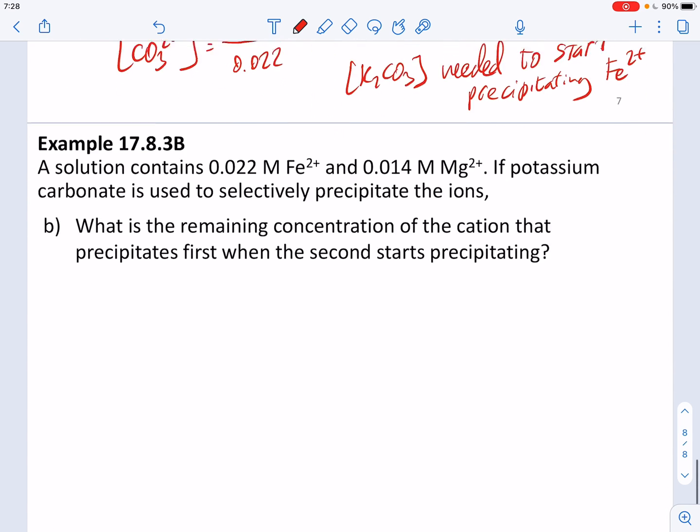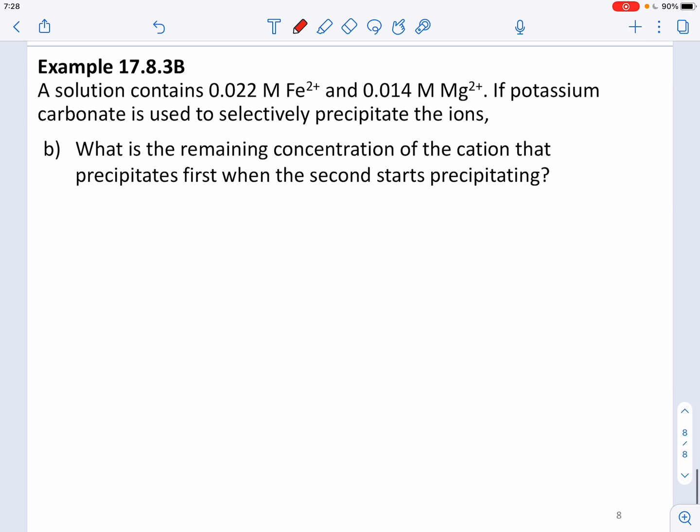The second question here is a little trickier. Now, what is the remaining concentration of the cation that precipitates first? We already know who that is, right? The cation that precipitates first is iron 2+. So we want to know the concentration of iron 2+ when the second starts precipitating. What is the second? The second is magnesium.